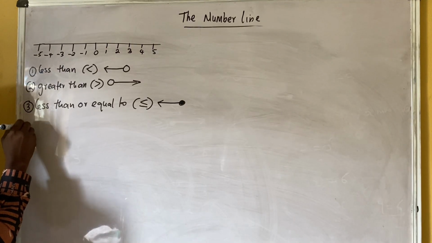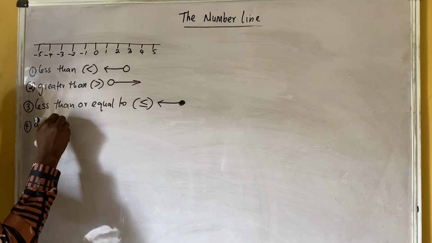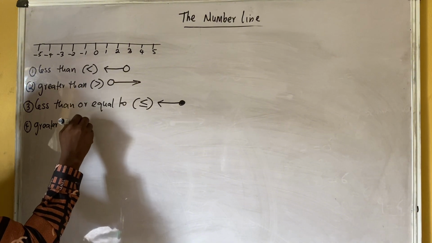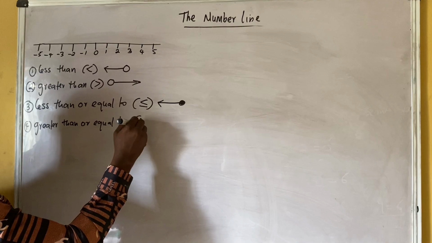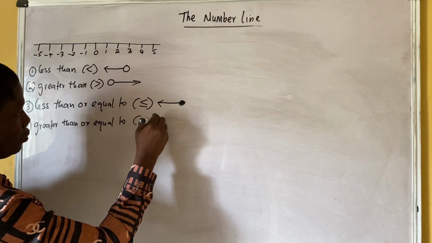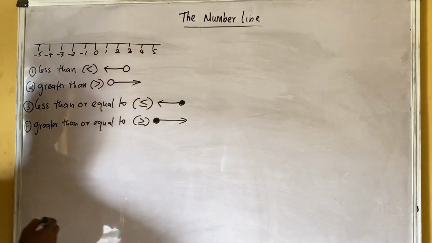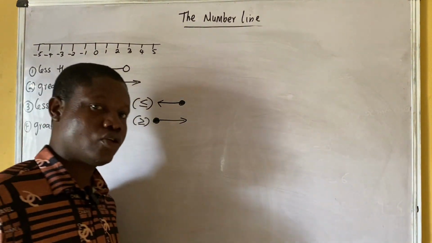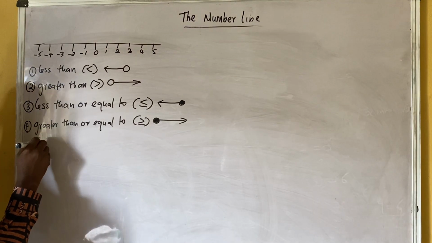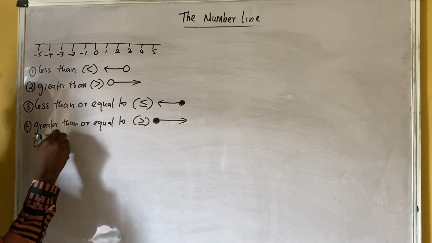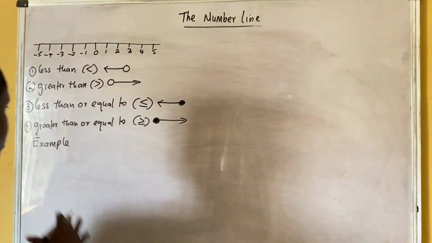And the fourth one is when you have greater than or equal to, we make use of a shaded circle with an arrow pointing forward. Okay, so let's take some examples under the number line. So we want to represent the following inequalities using the number line.